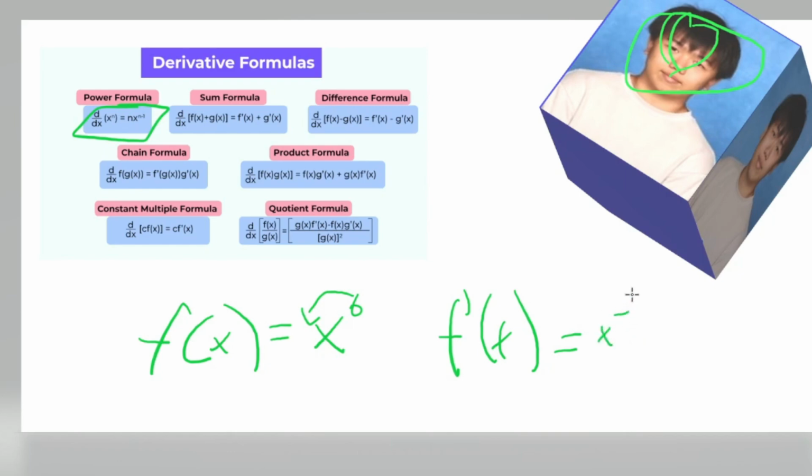And if it was a fraction or a negative number, you still do the same. So x to the -1/2, well, you do -1, and then it will be x to the -3/2, which would be -1/2 times x to the -3/2. I mean x. Yeah.